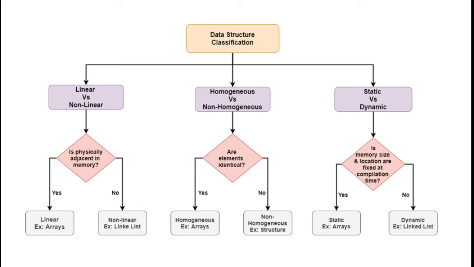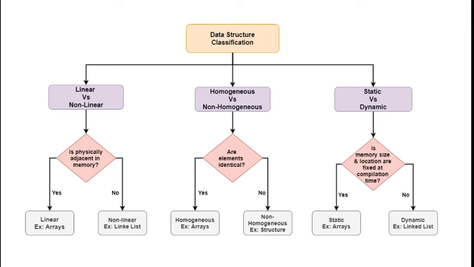If the elements of a data structure are physically not adjacent, they are spread over the entire memory, then such data structures are called non-linear data structures. An example is a linked list. You know, each element of the linked list may be spread over the entire memory space.